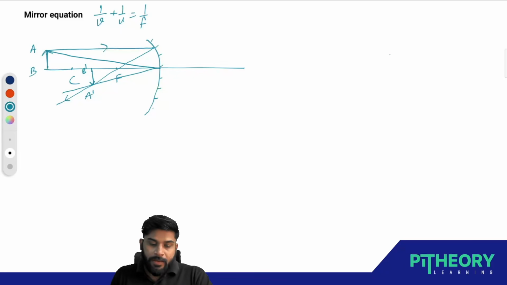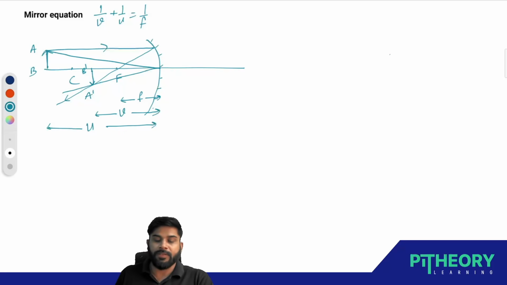Okay. So obviously, this is what the object distance is. This is the image distance. Correct. This is the focal length. Correct. So how do you relate between these two?